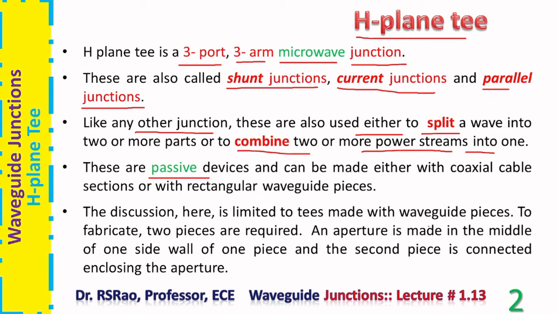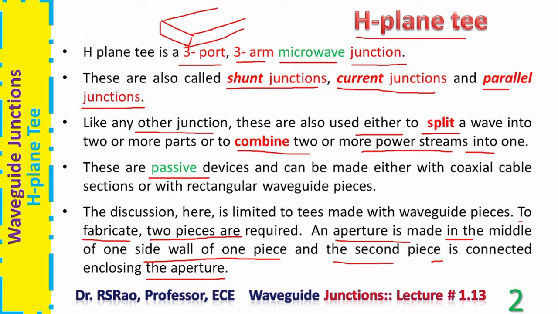How is an H-plane T fabricated from waveguide pieces? The process is this. To fabricate, consider two pieces of rectangular waveguide. Make an aperture in the middle of one of the side walls of one piece, and the second piece is connected, enclosing the aperture, to the first piece. So take a piece, this is one side wall, make an aperture, a hole, remove the metal here, and add another piece of waveguide here, enclosing the aperture made in the side wall. Now the waveguide H-plane T is made.